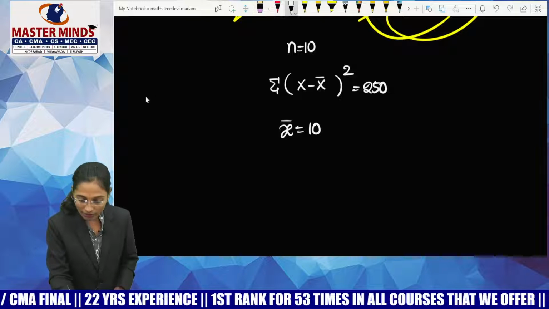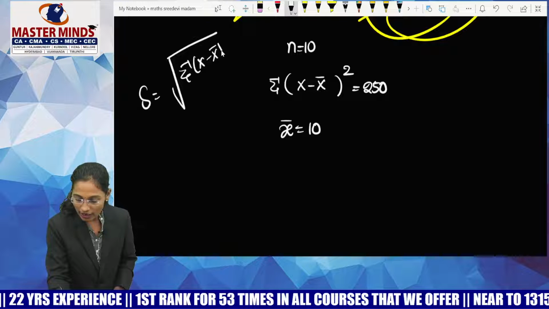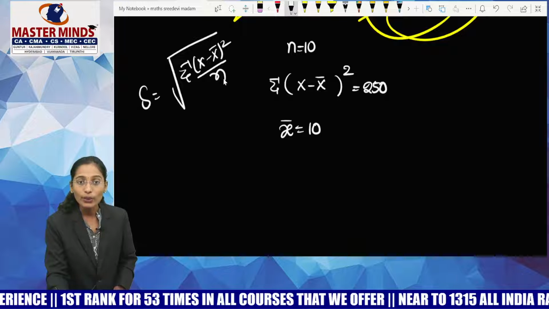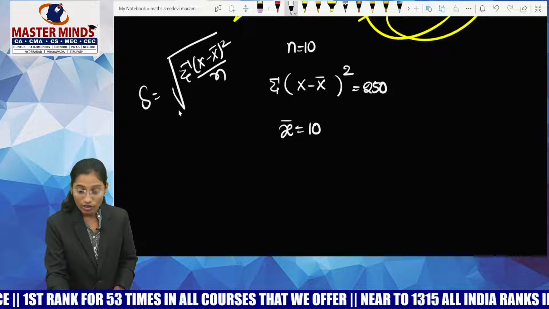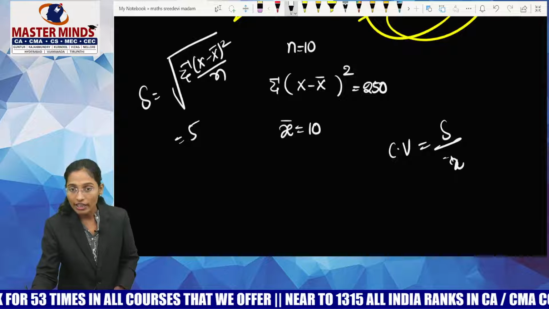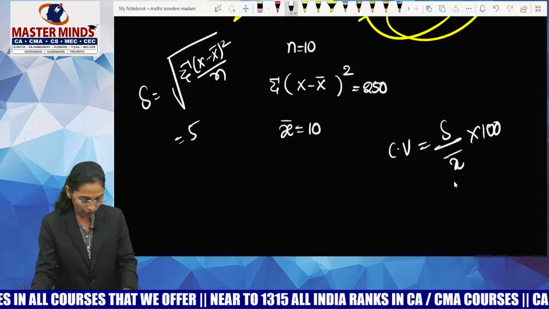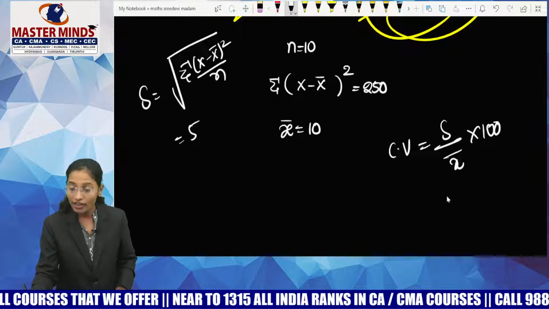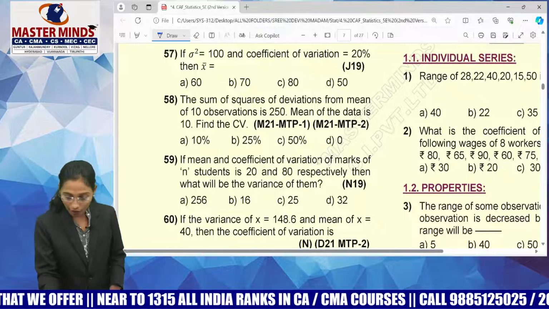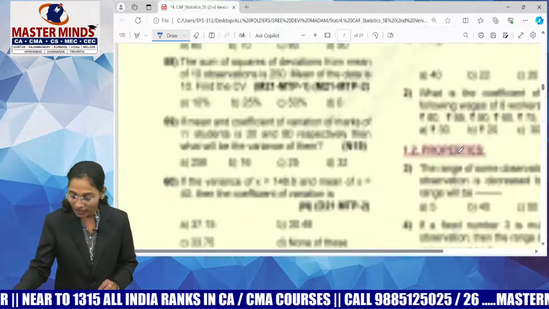Now, what is the formula for standard deviation, guys? Square root of summation x minus x bar whole square by n, which means 250 by 10. What is 250 by 10? 25. Root over 25 is 5. So standard deviation equals 5. What is the formula for CV? Standard deviation by mean into 100. So 5 by 10 into 100. Your answer is 50%. So, what is your coefficient of variation, guys? 50%. It's all about understanding the data that is given to you and then writing the answer.